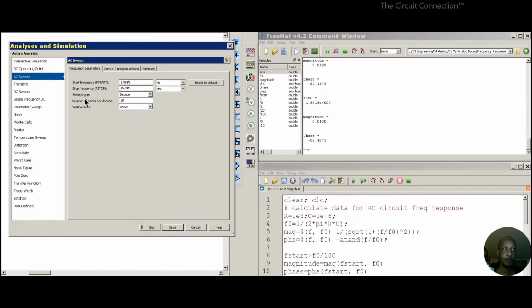Now the next thing is sweep type. We can use decades, octave, or linear. I'm going to use decades. All it is, is a horizontal scaling of how things are going to be laid out. You'll see the major points will be like 1, then 10, then 100, then 1,000 if we go that far, and so forth. That's plotting it over decades, and it's not a linear horizontal scaling.